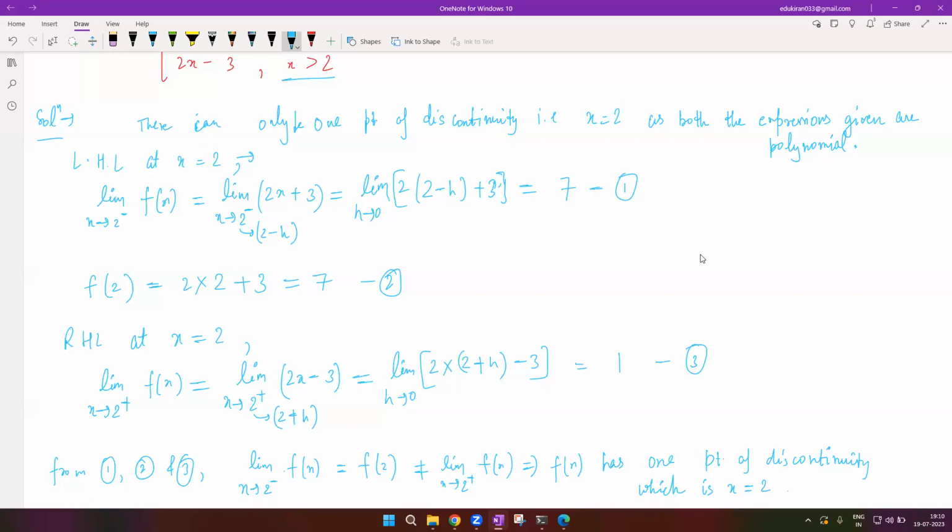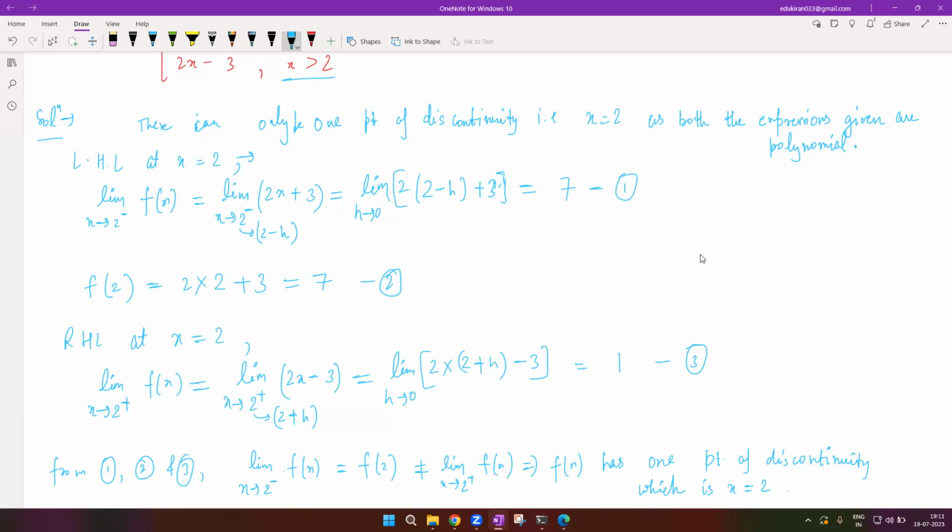There can only be one point of discontinuity, that is x equals 2, as both the expressions given are polynomial. In your CBSE syllabus, every time they give you a piecewise function, they will generally use polynomials only. But in JEE or any other competitive exam, they can use different expressions. In that case, you will have to identify yourself; there may be more than one point of discontinuity. Whatever I am telling you is not for everyone.